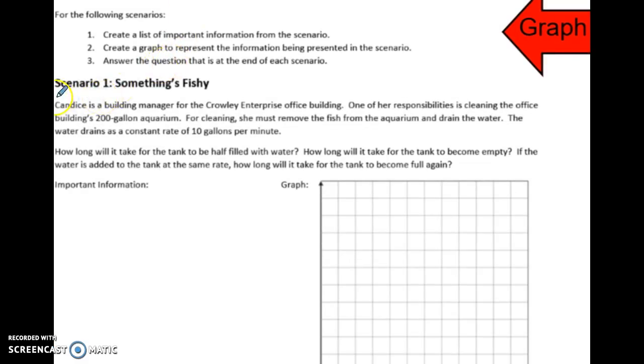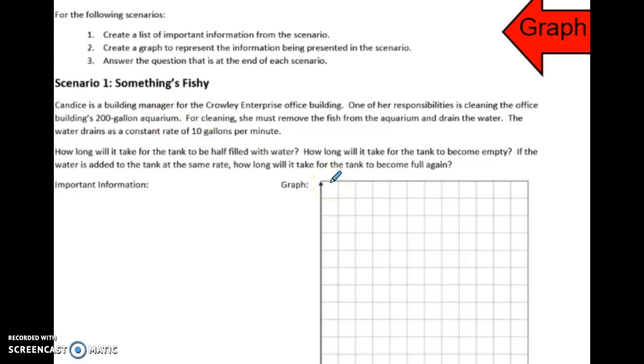Got my highlighter ready. I'm going to read this problem. Candace is a building manager for the Crawley Enterprise office building. One of her responsibilities is cleaning the office building's 200-gallon aquarium. For cleaning, she must remove the fish from the aquarium and drain the water. The water drains at a constant rate of 10 gallons per minute.